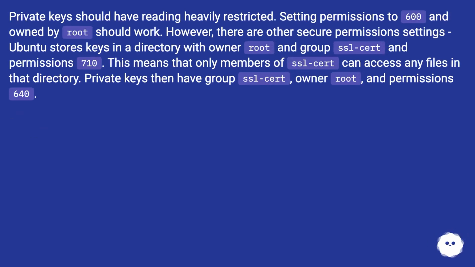Ubuntu stores keys in a directory with owner root, group ssl-cert, and permissions 710. This means that only members of ssl-cert can access any files in that directory. Private keys then have group ssl-cert, owner root, and permissions 640.